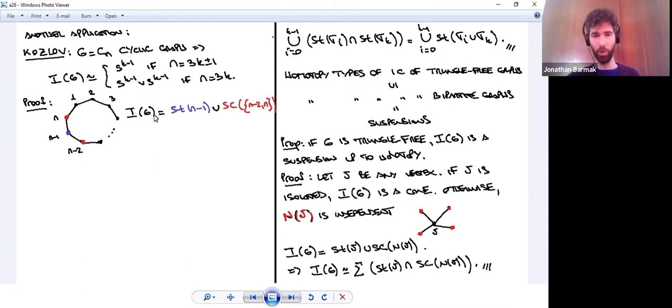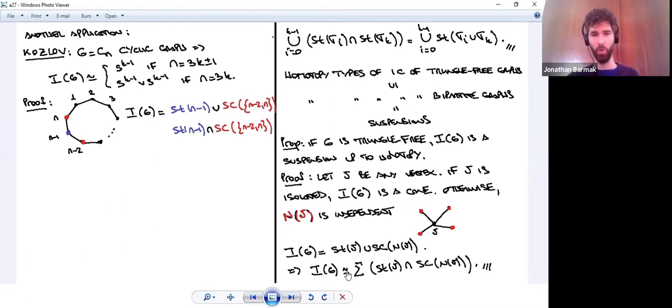So we already know that the independence complex of G is the union of the star of v and the star cluster of the neighbors of v. Okay, we are using this equality here. So in order to understand the homotopy type of this complex, we could try to understand the intersection. Okay, so because of this.